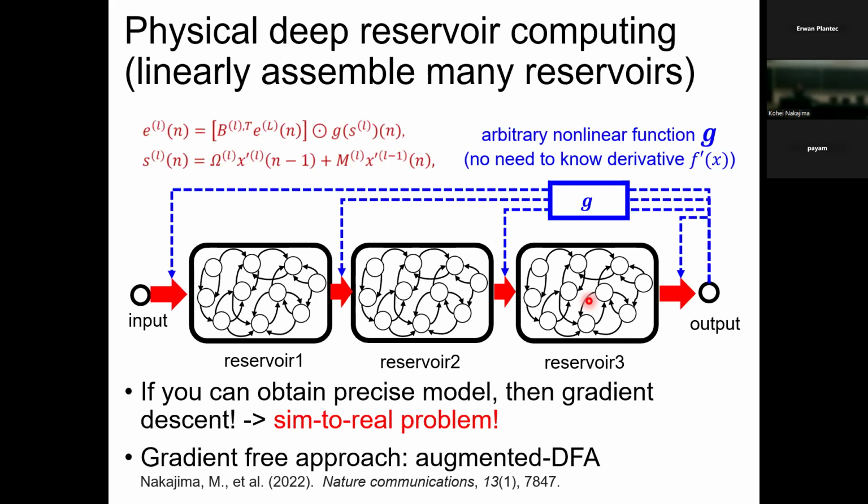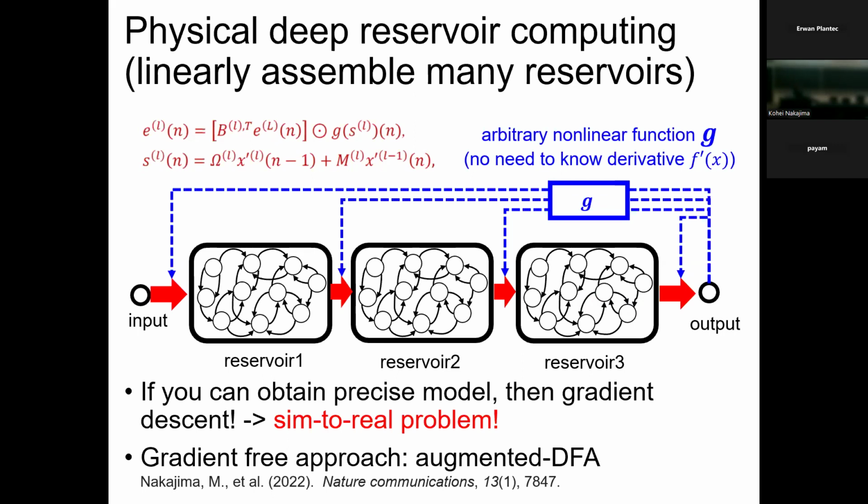And there are lots of techniques to tune these weights. Because these physical reservoirs are connected with linear weights, we can somehow tune them, because these linear weights are not inside the physical dynamics. There are several directions. For example, if you have a very precise physical model, then you can calculate the gradient of your entire system, so you can tune these weights.